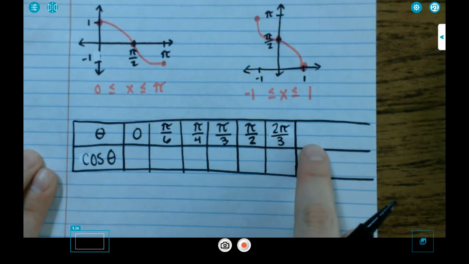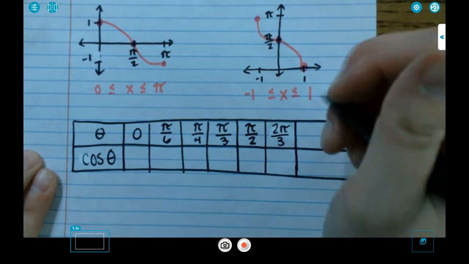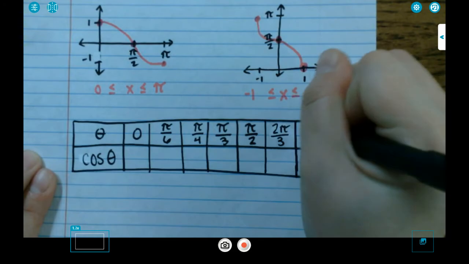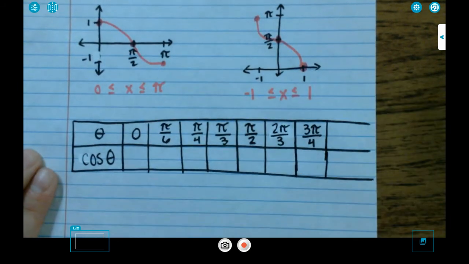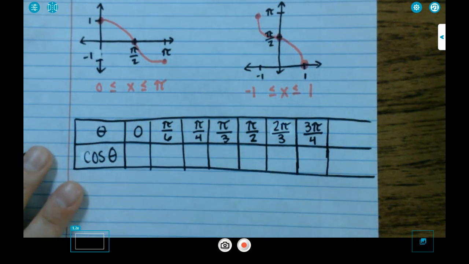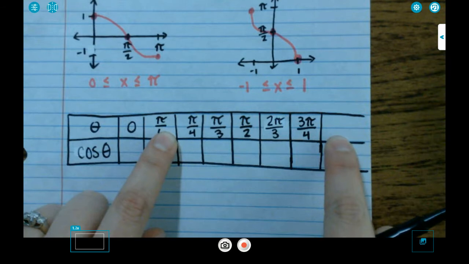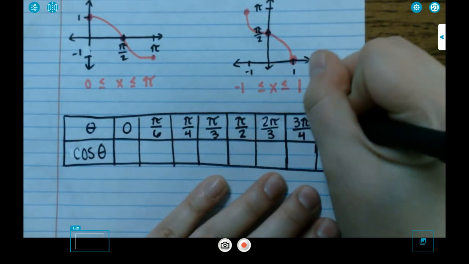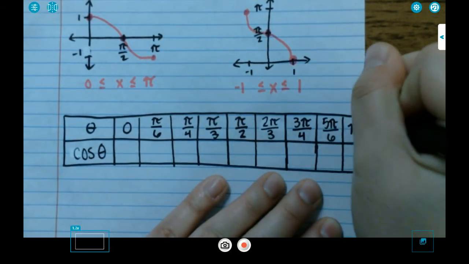Then 135 degrees would be equivalent to 3 pi over 4. So on that thing that we did a long time ago, they'll be directly across from one another? Yes. And then the equivalent to pi over 6 would be 5 pi over 6. And then 1 pi.